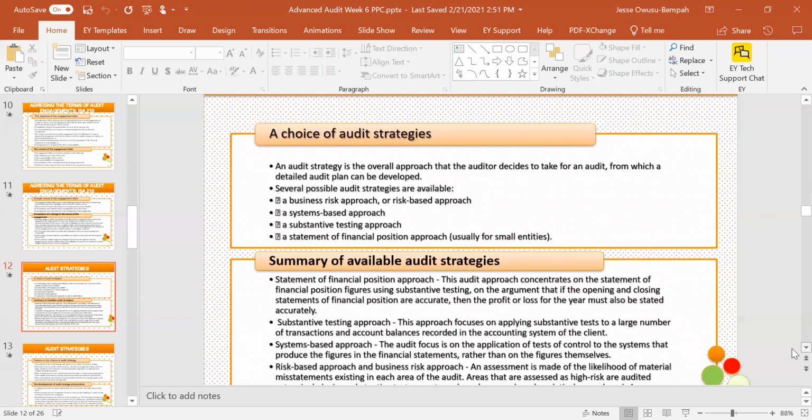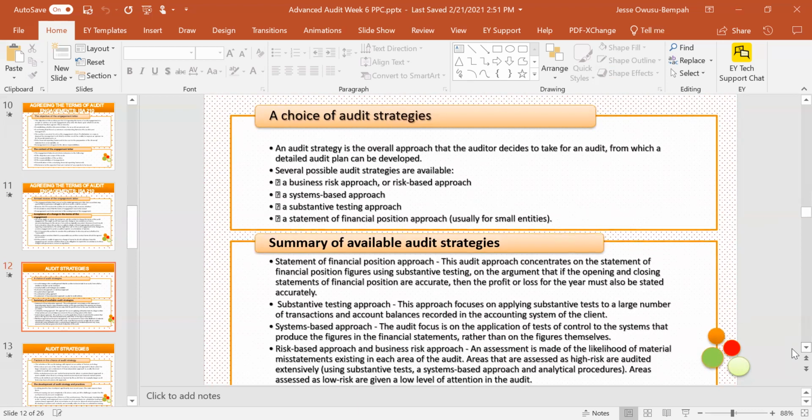Now, let's look at a brief summary of all these approaches. What is the statement of financial position approach? This audit approach concentrates on the statement of financial position figures using substantive testing. The argument is that if opening and closing statements of financial position are accurate, then the profit or loss for the year must also be stated accurately. And this is usual for small entities, as we already explained.